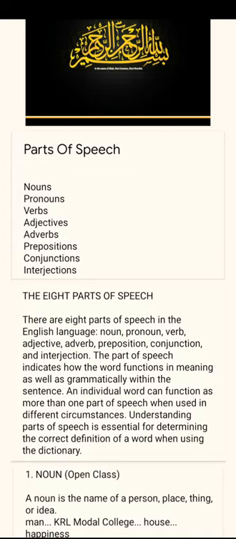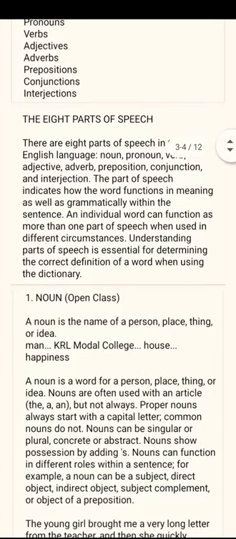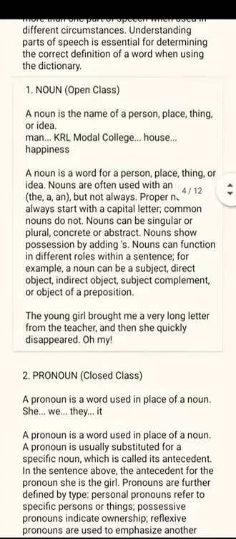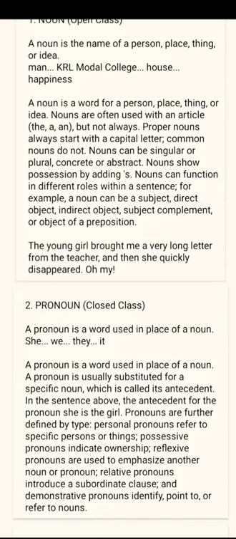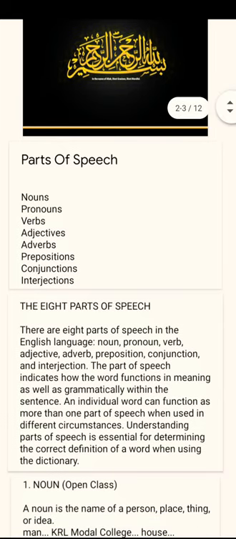Now we will go into the details of these words later on, but I need you to understand a few things. If you look at the heading of noun, you will find I have written open class with it. And if you look at the heading of pronoun, I have written closed class with it. Now, I need you to understand this. What is the meaning of open class and what is the meaning of closed class? Open class is something which keeps on changing, and closed class is something which does not change regularly. It may change in the future, but it takes time. But open class is something which keeps on changing.